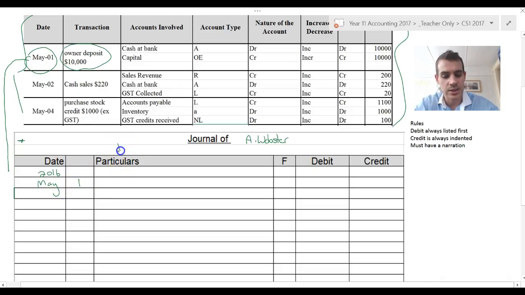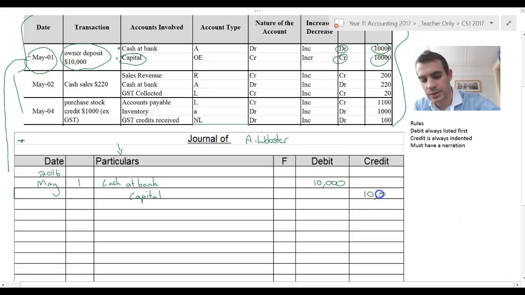In the particulars, this is where the accounts go. The two accounts involved are Cash at Bank and Capital. We enter one at a time. I'm going to put here Cash at Bank. The amount for Cash at Bank is a debit of $10,000. The next account affected was Capital. I'm going to put Capital here. The capital amount is a credit of $10,000, so $10,000 in this credit column.